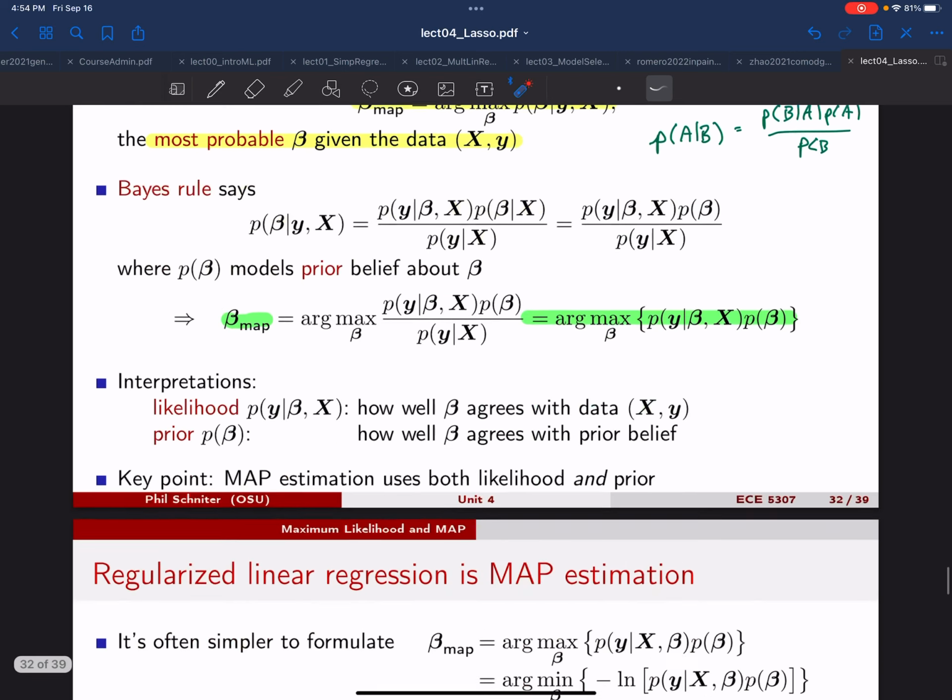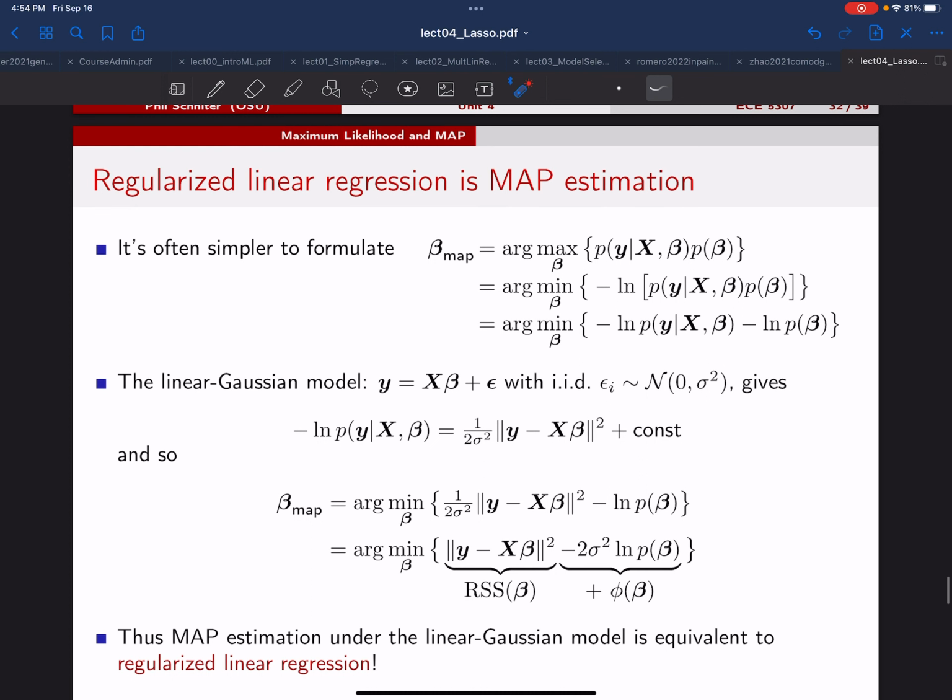Okay, so we can be a little more concrete. Let's look at regularized linear regression. So we know from the previous equation that this is our MAP estimate. So just like we did with maximum likelihood, if I want to maximize this over beta, that's the same thing as minimizing the negative log of this over beta. So let's do that. Let's put in the negative log. And now, if I take the log of a product, that's the sum of the logs. So this gives us negative log of the first minus log of the second.